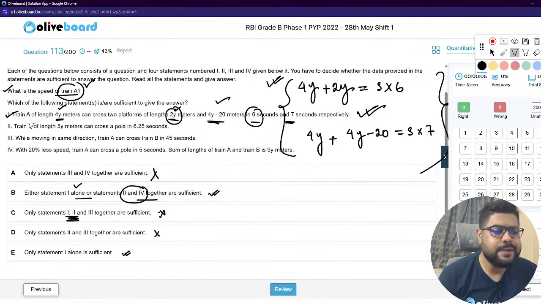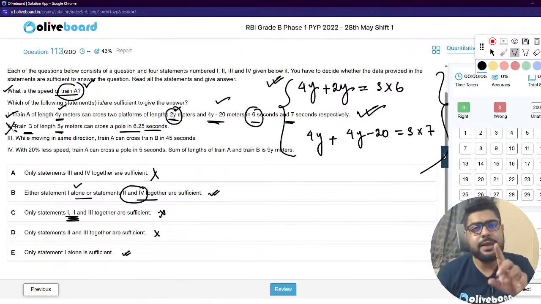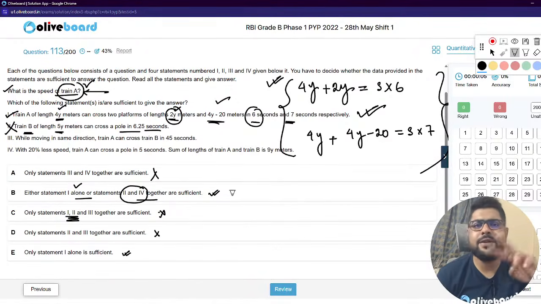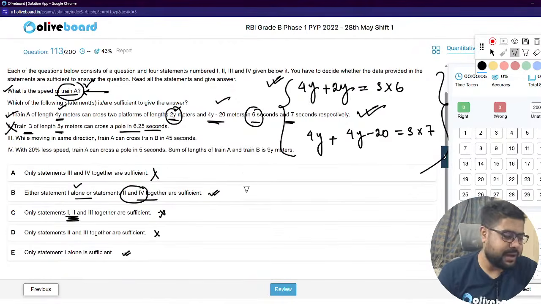So 2, let's see. Train B of length 5y meters can cross a pole. Achha, sir. From here I can never get the answer. Why? Because the only information they are giving is about train B, whereas the question they are asking is of train A. So there is absolutely no relation. So what will we do with train B?